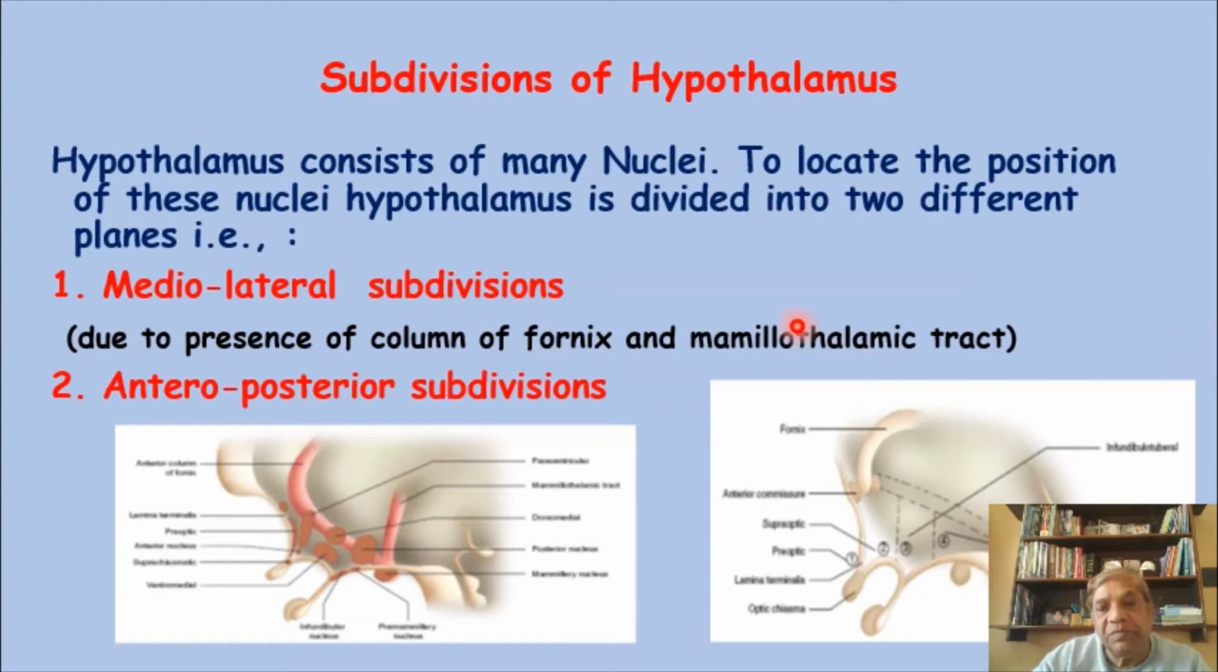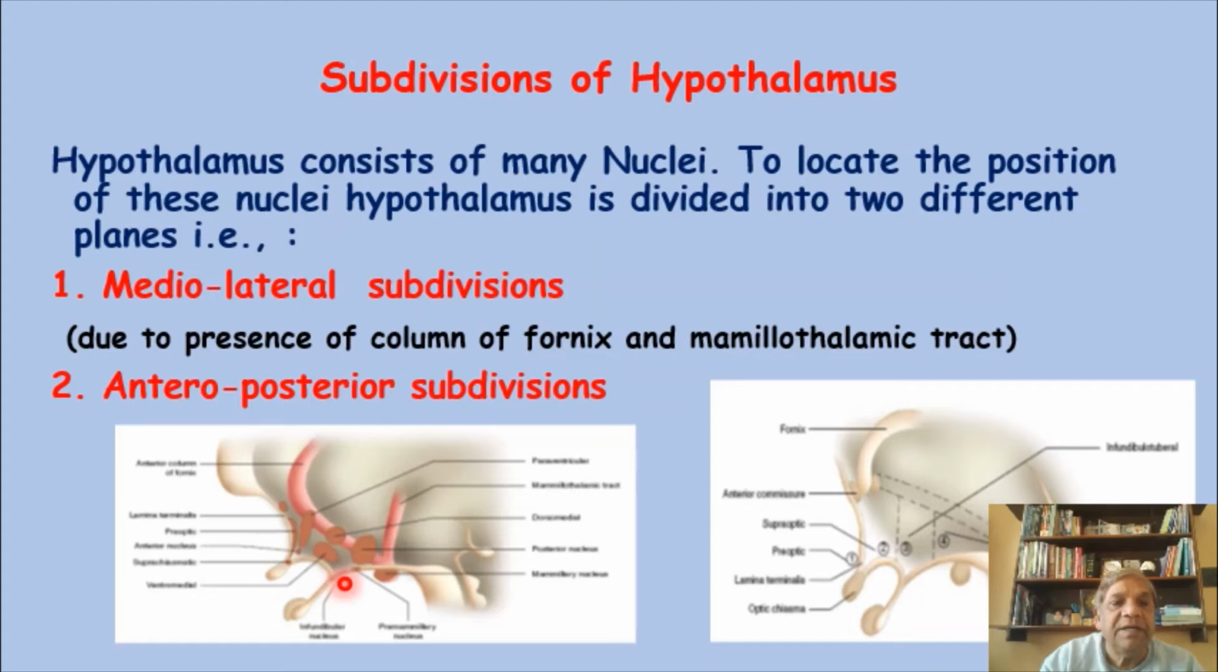To locate the presence of these nuclei, it is better to divide the hypothalamus into two different planes. Let us see what these planes are in which we are dividing the hypothalamus to locate the various nuclei. The first plane which is usually used is the mediolateral subdivision, from medial to lateral. Let us see here. This is the hypothalamus, the optic chiasma, the lamina terminalis, and the anterior commissure is here.